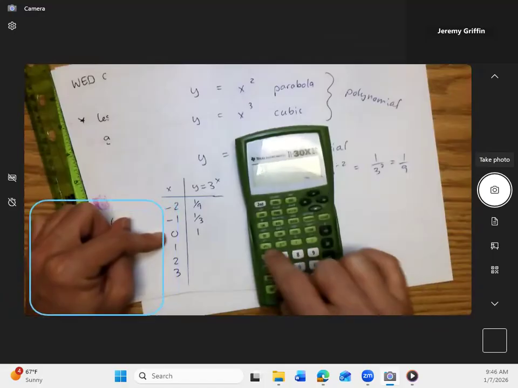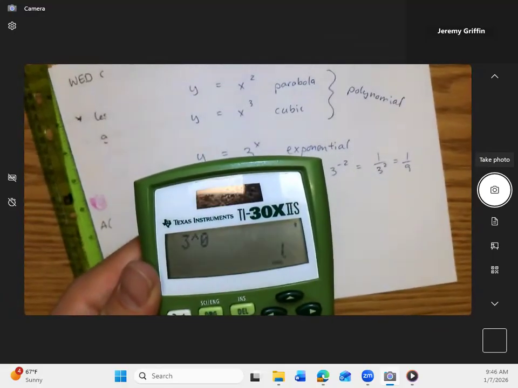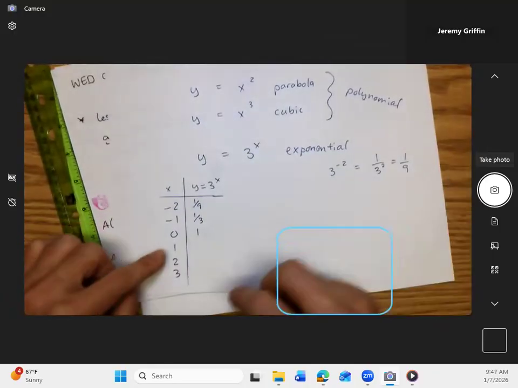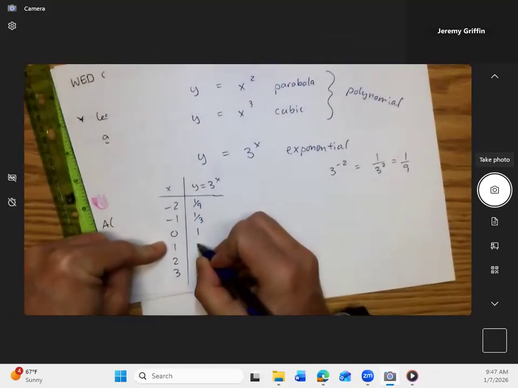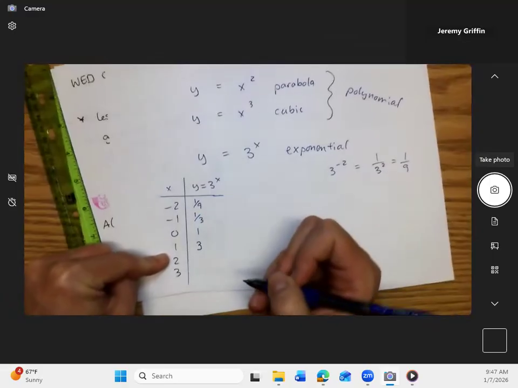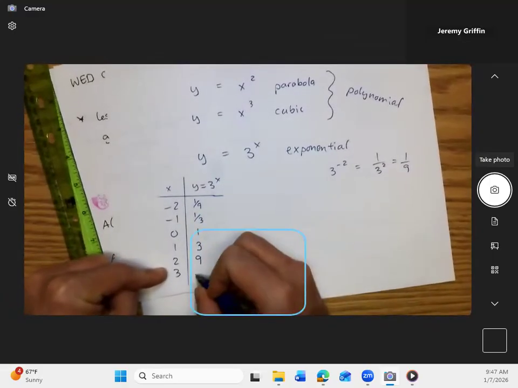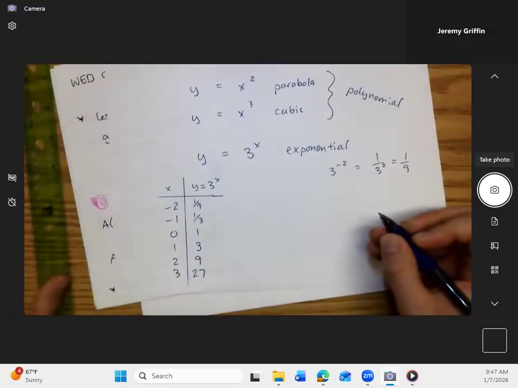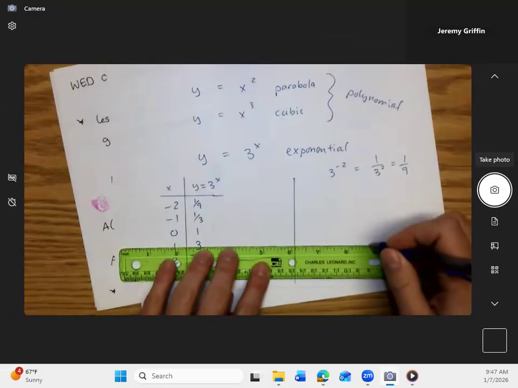Okay. So here, I'll show you guys on the calculator. 3 to the power of 0 could be just 1. You guys see that, right? Get 1. How about what's 3 to the power of 1? 3 to the 1. Is that 3? What's 3 squared? 9. What's 3 to the power of 3? 27. Okay, so now we got a bunch of coordinates. We can start making a graph.